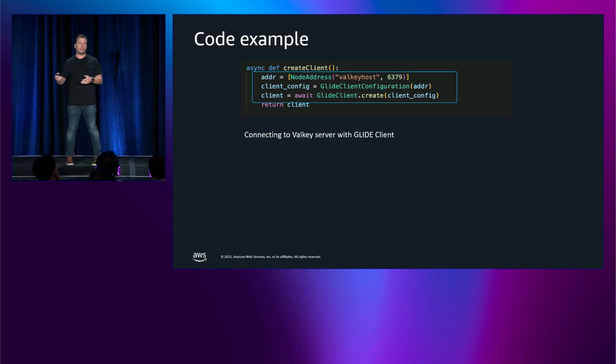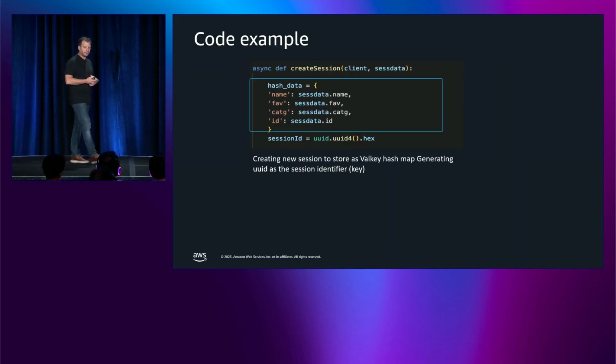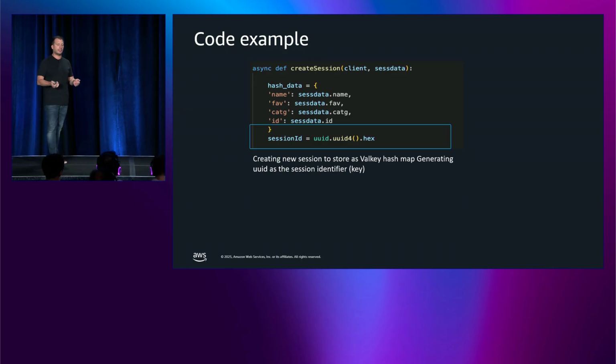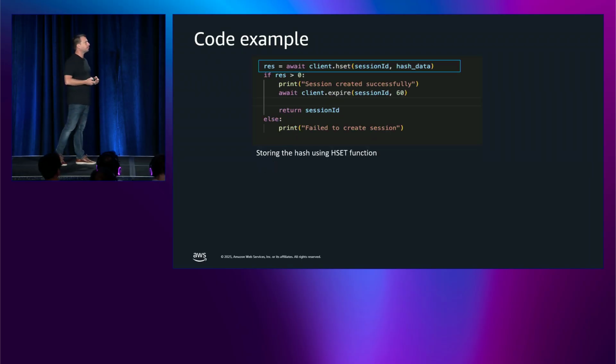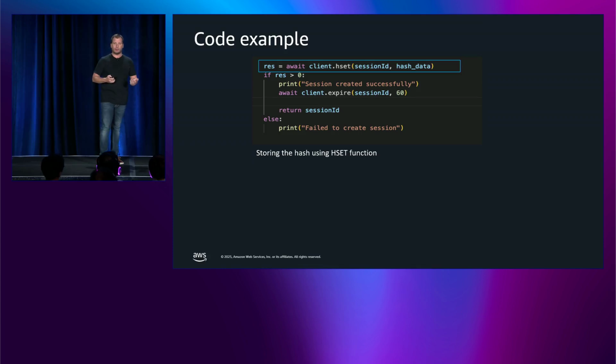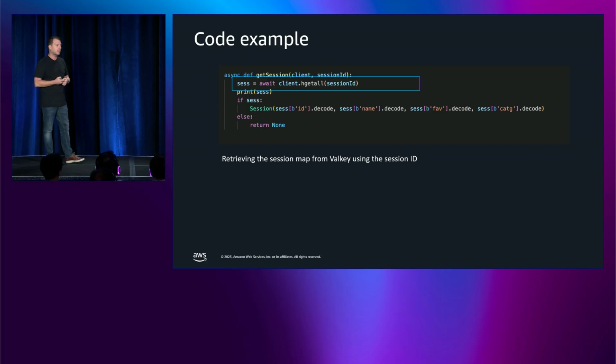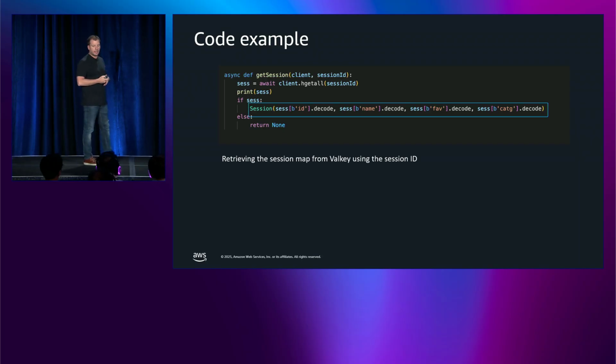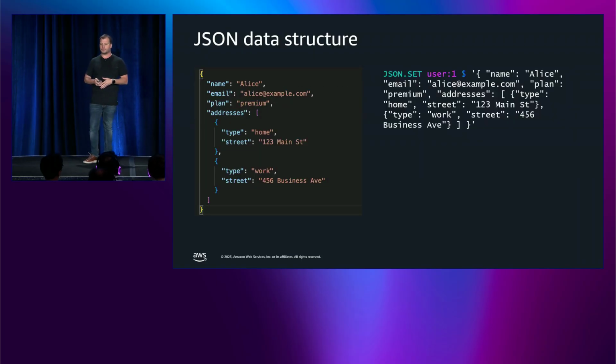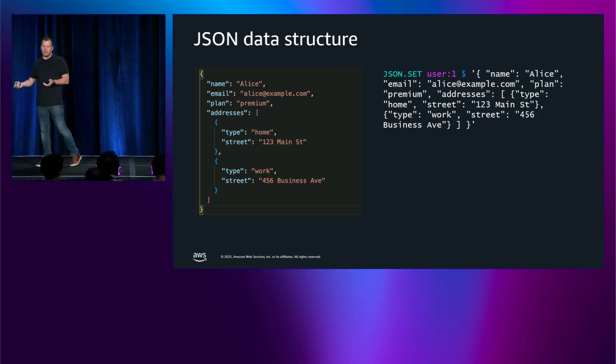Let's go through a simple code to see how easy it is to use that. So here I'm using Valkey Glide to connect to the Valkey server. And I'm generating a session, and I'm using the native hash map that I have in Python. Then I'm generating a UUID that will serve as the session ID. Later, I'm going to use the hset command, the Valkey command, to serialize the hash data using the session ID itself. To receive the data from Valkey, I just need to use the session ID that I generated, and I'm going to use the hgetAll command, and later I can deserialize it to my local object. Very simple.